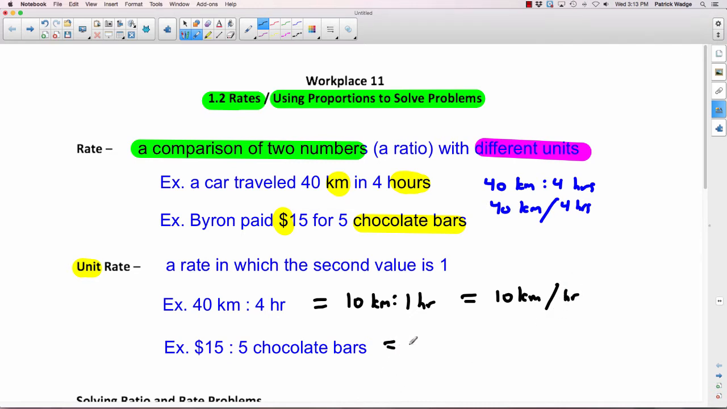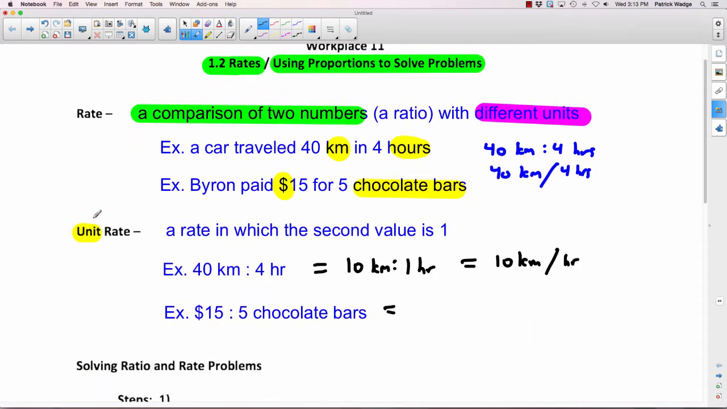Okay, similarly here, $15 for 5 chocolate bars. We don't want to know how much 5 chocolate bars are. We want to know how much it costs for 1 chocolate bar.